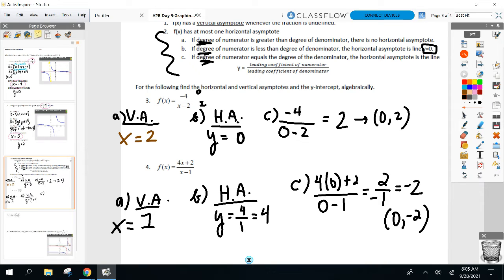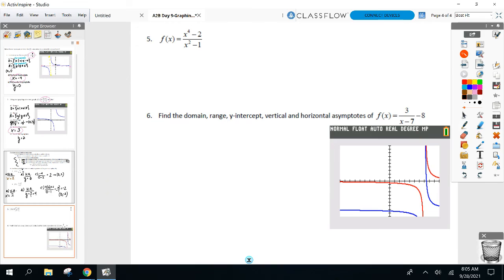Okay, you guys are on your own for this one. 5, go ahead. 5 on your own. Find all 3 for me on your own. Actually, let me do the vertical. Now that I look at this, I should do the vertical asymptote with you.